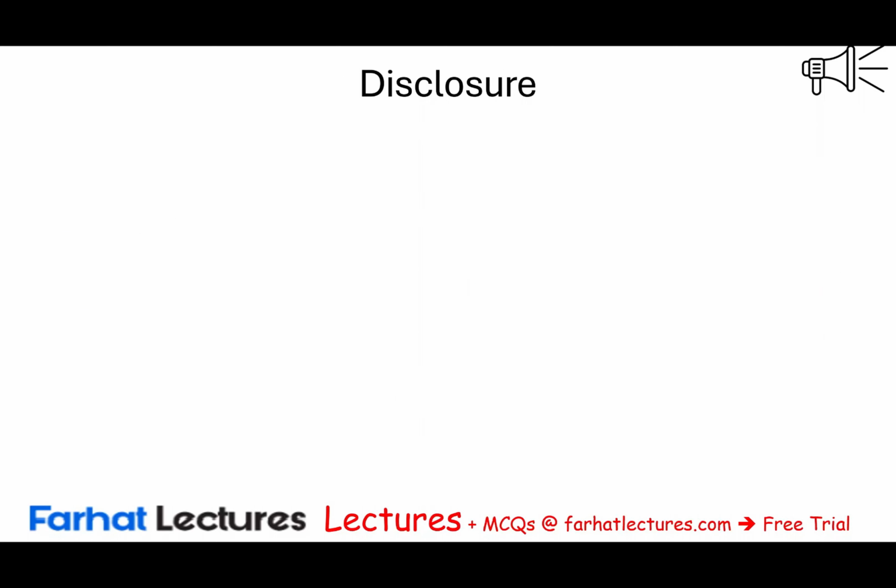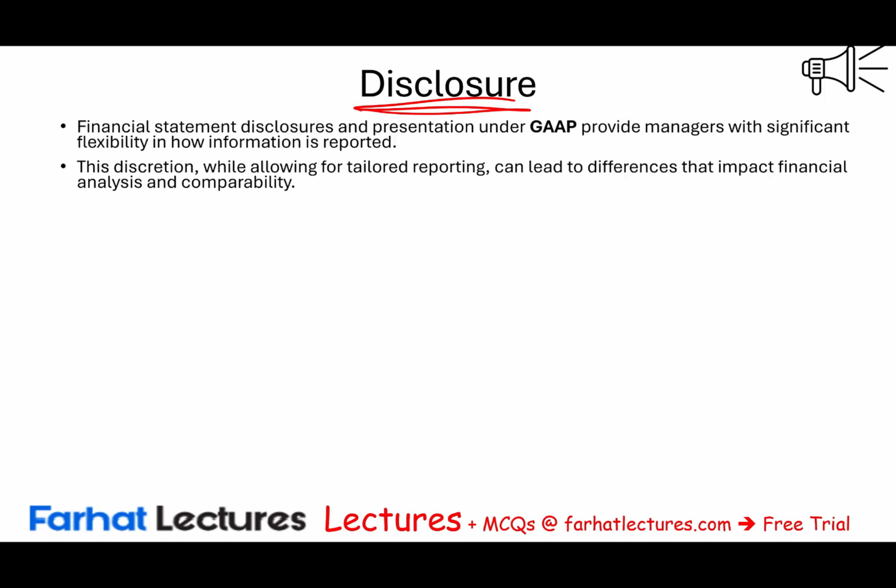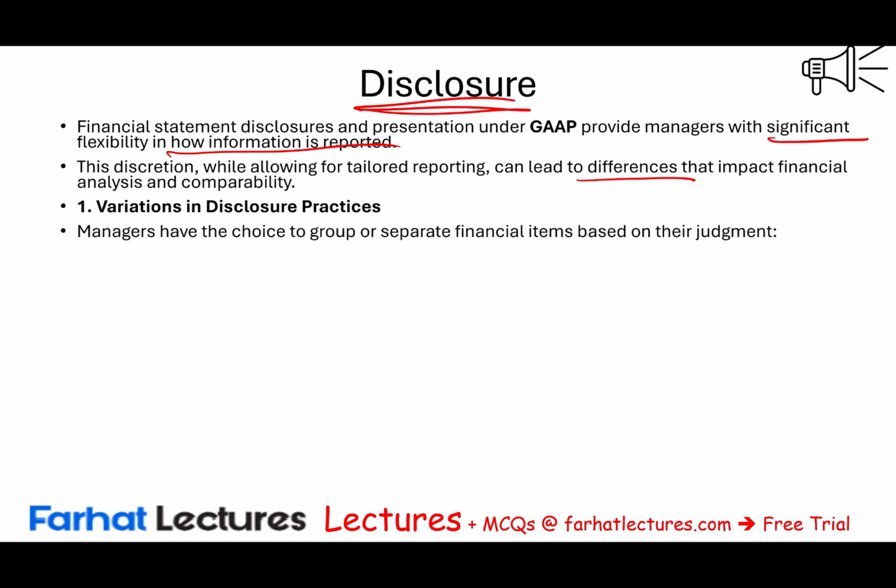Disclosure. How much you want to disclose about the company affects the quality of the revenues and the earnings that you are reporting. Financial statement disclosure and presentation provide managers with significant flexibility in how information is reported. And this discretion, guess what, can lead to differences that impact the financial statement analysis and comparability. If managers are given the flexibility to report, they might report numbers that they want you to see or emphasize certain income or revenue figures. So there's a variation in disclosure practices from company to company.